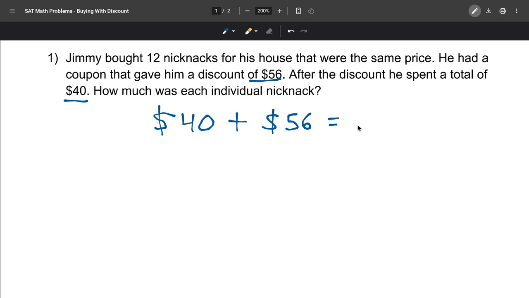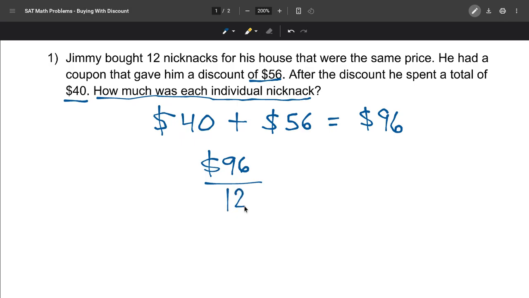And if we add 40 plus 56, we get $96 he would have spent before the coupon was applied. So then the question asks how much is each individual knickknack. Okay, so we're going to take the $96, and we want to divide that by the number of knickknacks. So there's 12 knickknacks here. So 12 will go into 96 8 times. So he spent $8 for each knickknack.